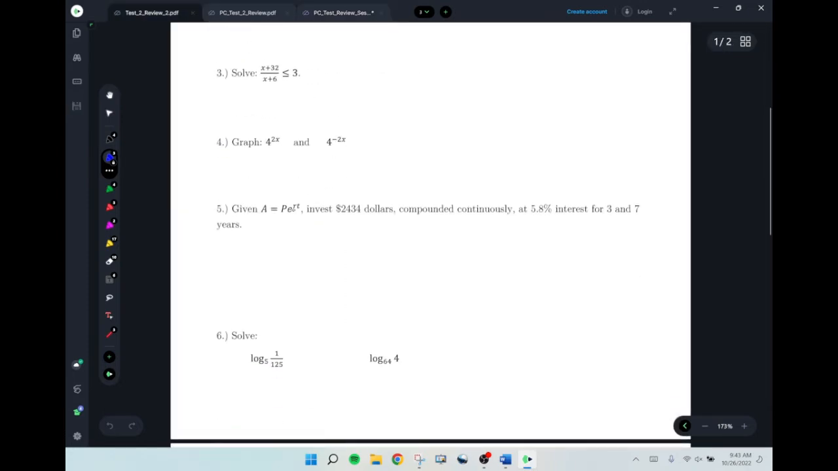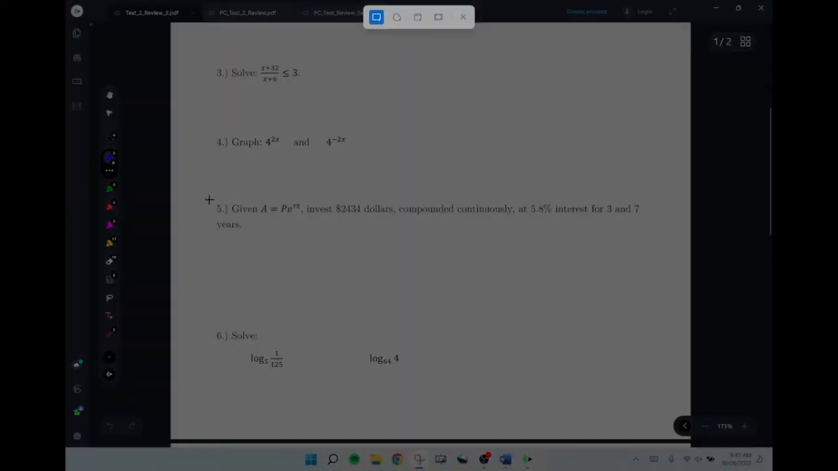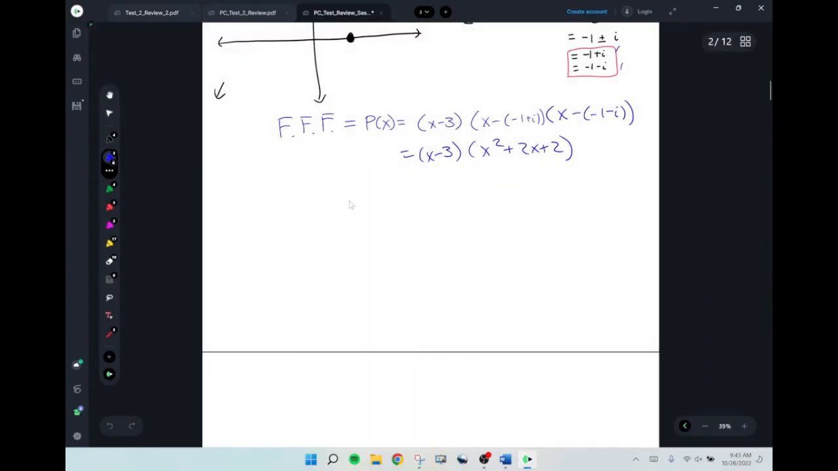Number 5. Okay, this will be on there, but I did say on the test, whenever we get to this, do not simplify. But for the purposes of today, we can simplify.